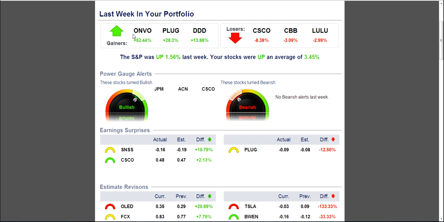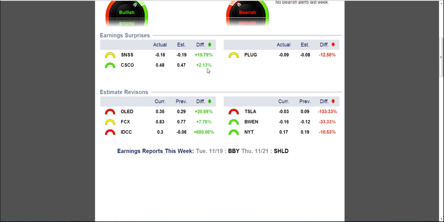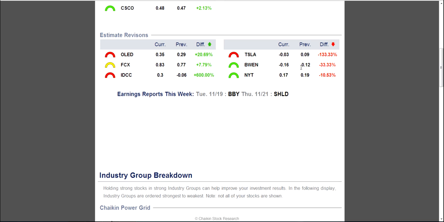So it gives me the gainers from the previous week, the 3 largest, and losers, the 3 largest. And I'll touch on what the S&P did to give me a benchmark. Power gauge alerts that were triggered on the bullish side or the bearish side. Earnings surprises that occurred last week in my portfolio, revisions that occurred last week in my portfolio, and you'll see what the current power gauge of any of the names we talk about is.